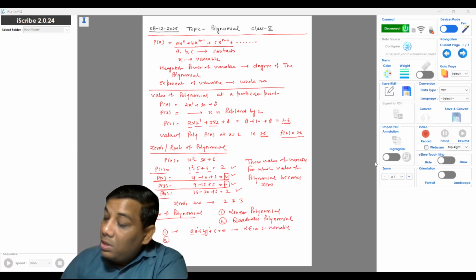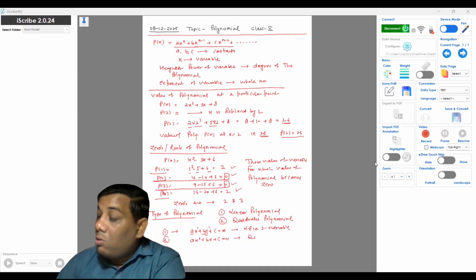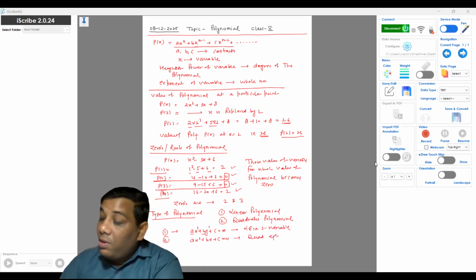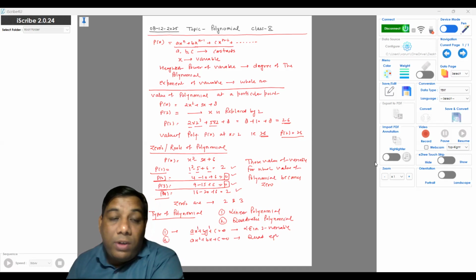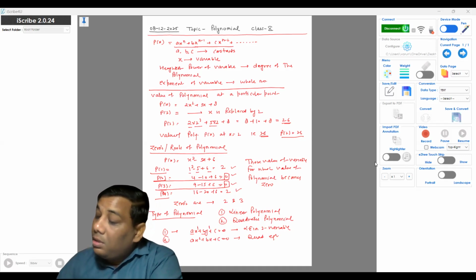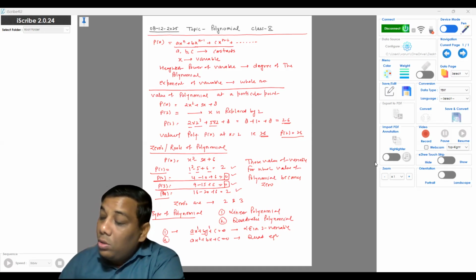And the second one is of the type ax square plus bx plus c equal to 0. This is the quadratic equation. Here the highest power of the variable is 1. If one power is there, then it is known as a linear polynomial, linear equation. And the second one has degree 2. So it is the quadratic equation.